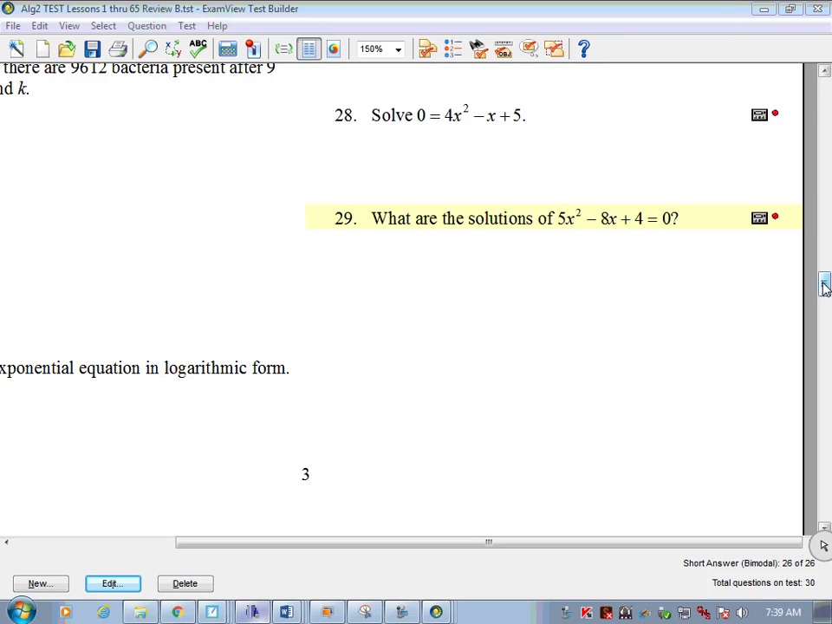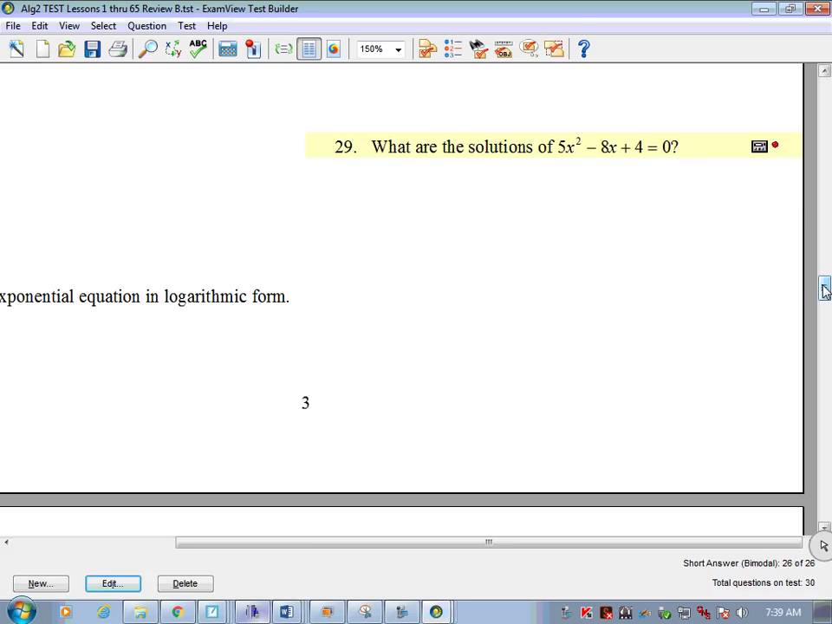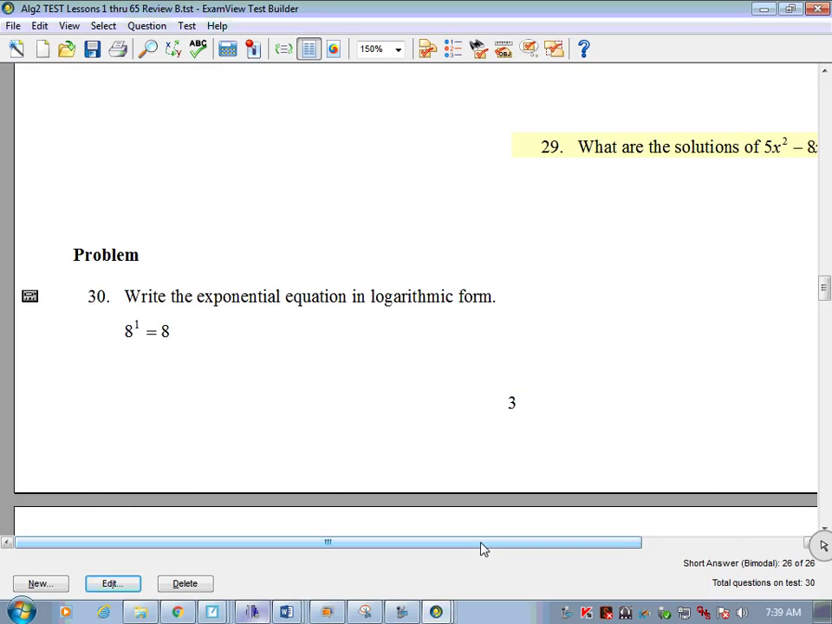All right, one last question before I've got to get out of here. Okay, write the exponential equation in logarithmic form. Okay, first thing you do is write log, bring that 8 down, and then switch the 1 and the 8. So that becomes 8. That equals 1. Okay, log base 8 equals 1.